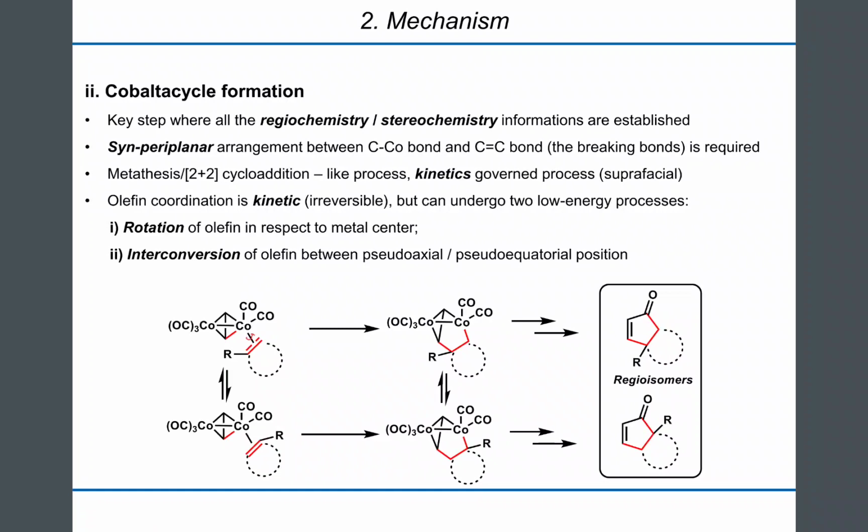Next step is the cobaltacycle formation step. If the previous ligand exchange step was important in terms of reactivity, this step has its own significance because the regiochemistry and stereochemistry information are established at this stage. For the cyclization to take place, the two bonds that break, which are the carbon-cobalt bond and the carbon-carbon double bond, must be syn periplanar. This cyclization can be viewed as a [2+2] cycloaddition or a metathesis-like process.